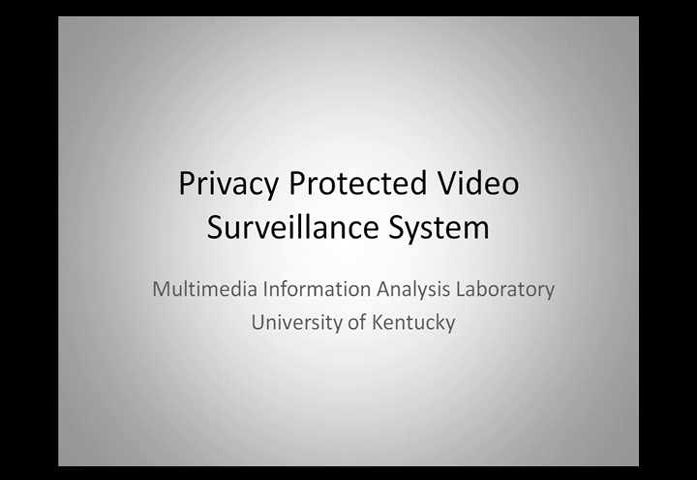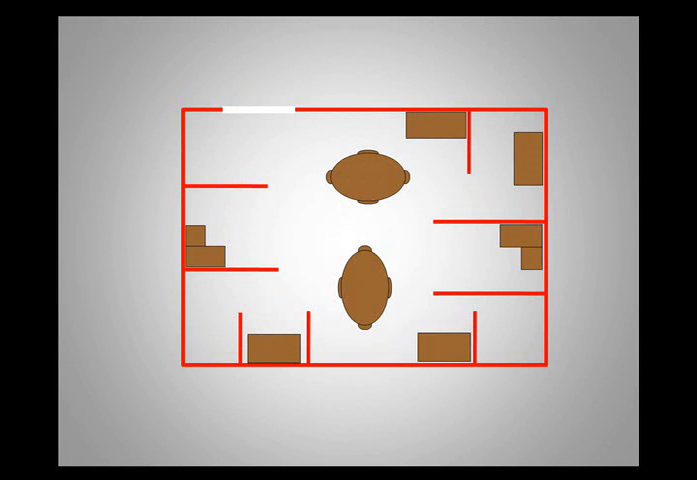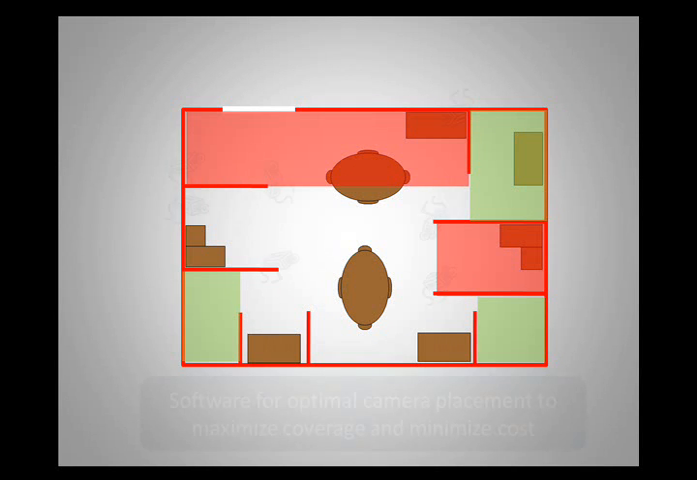This video demonstrates some of our research in the area of privacy-protected video surveillance system. Our system is developed for complex indoor environments with walls, partitions, furniture, and human traffic. Some areas in the environments, like the red area, are of high security value and must be protected under surveillance at all times, while other areas, such as those green areas, cannot be under surveillance due to privacy concern.